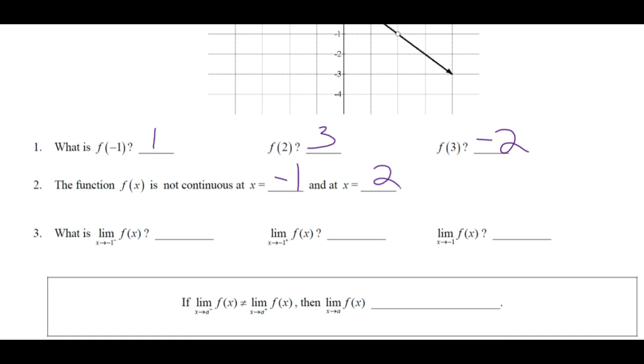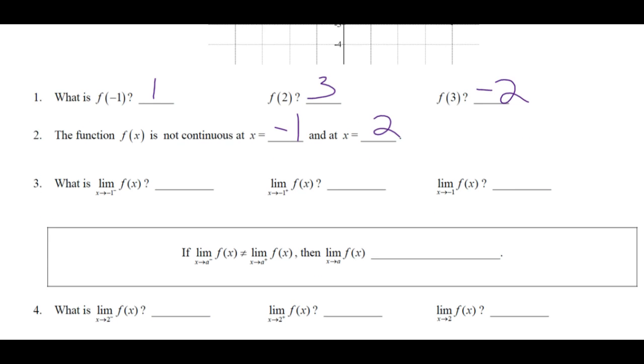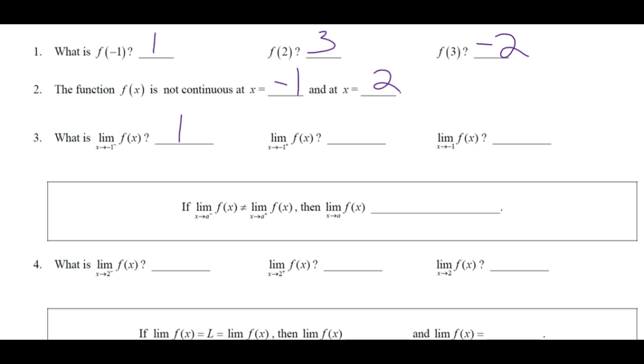So what is the limit as x approaches negative 1 from below of f of x? So negative 1 from below, we're approaching this way, and the limit is 1. What is the limit as x approaches negative 1 from above? 2. What is the limit as x approaches negative 1? Does not exist, right?